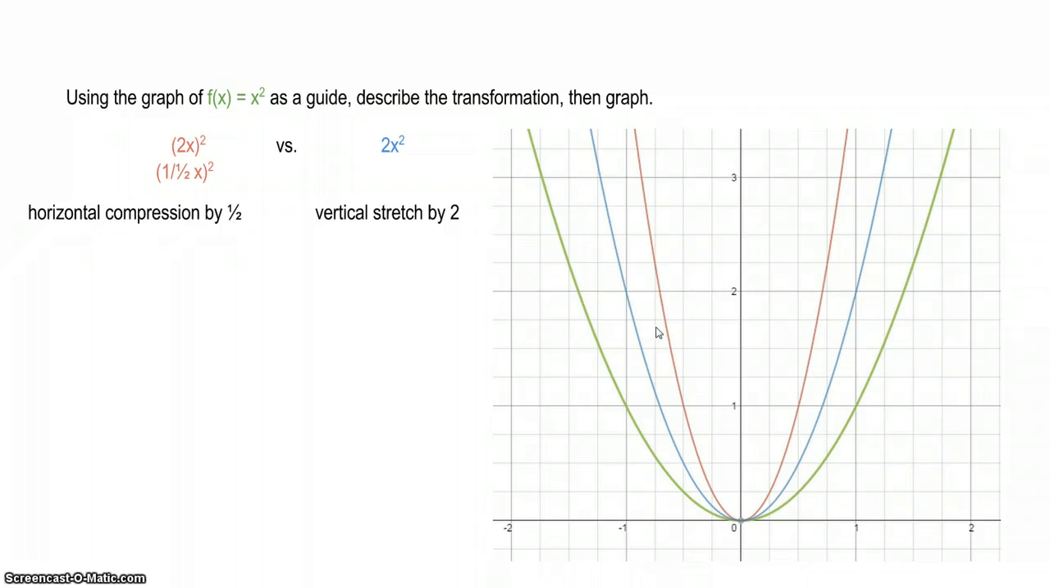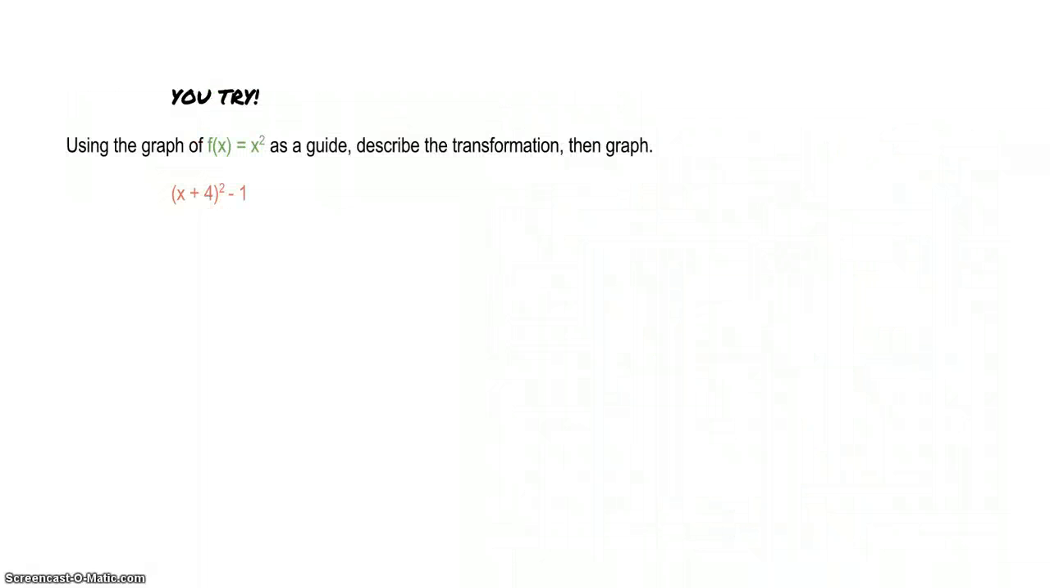Okay, I want you to try too. I'm going to pop it up here. You give it a try. Using the graph of f of x equals x squared as a guide, describe the transformation, then graph (x plus 4) quantity squared, minus 1. Just right now, really quickly, in your notes or on the left-hand page, which would be a great place to do a little output, I want you to do a little writing. Tell me what you think's happening here. Make it happen. Okay?